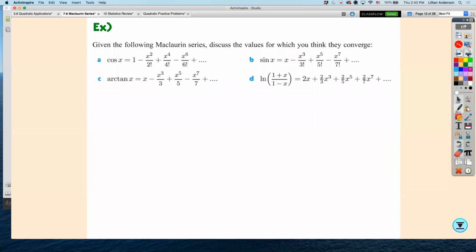So let's take a look at some examples. We're given the following Maclaurin series, and we're going to discuss the values of x for which we think they're going to converge. Cosine of x equals 1 minus x squared over 2 plus x to the 4th over 24 minus x to the 6th over 720, and so on and so forth. What values of x do you think it's going to converge for?